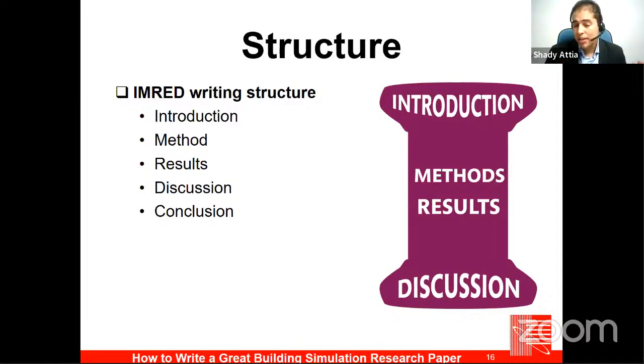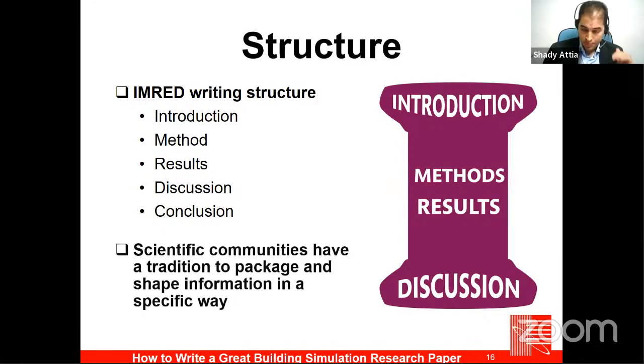If you want to add an additional section on the state of the art or literature review, you can add it after the introduction. But keep in mind that the scientific communities have a tradition to package and shape information in a very specific way. And when we talk about scientific writing for a conference paper or even a journal paper, unfortunately, the structure is always classical. So you need to respect this conservative approach.